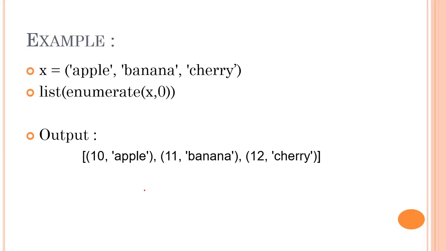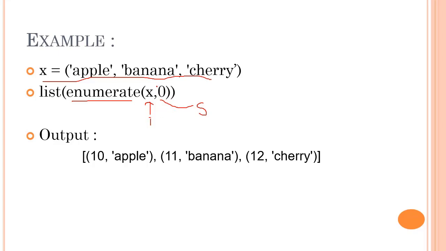Now let's look at a quick example of enumerate. Here X is a tuple containing some fruits: apple, banana and cherry. Then I'm using the enumerate function, passing my iterable, that is X, which is a tuple, and this is the start value. You can leave the start value blank because by default it starts with 0, or else you can mention any other value if you want.